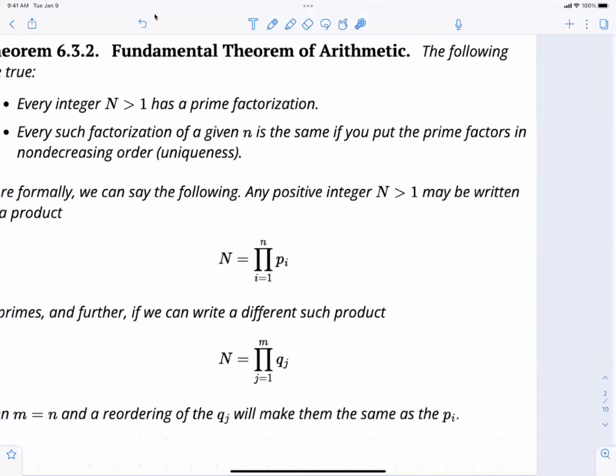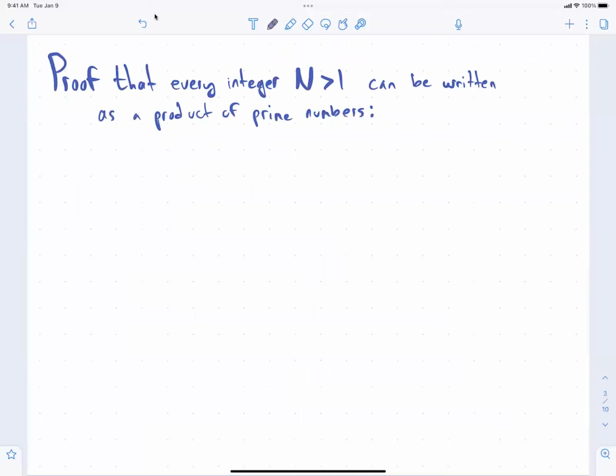But first, let me write down a proof that every integer n greater than 1 can be written as a product of prime numbers. And I'm going to do it by induction. There are different ways you can write this. You could also write it by contradiction. But I want to do it by induction just to exhibit a slightly different type of induction than the kind of arguments we've made so far. We do it by induction on n.